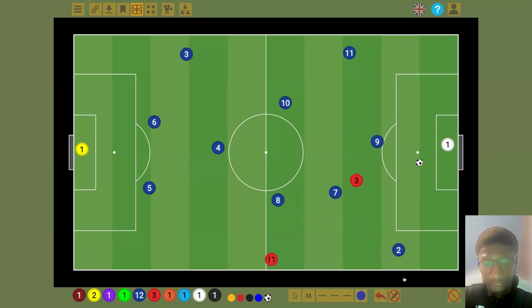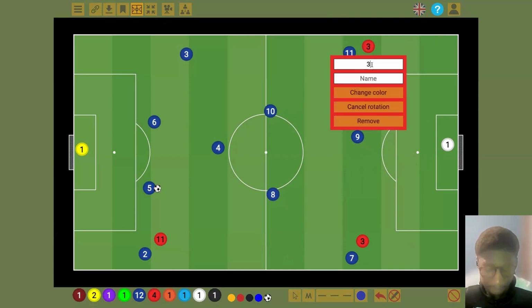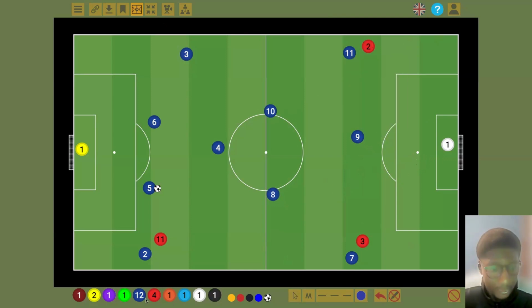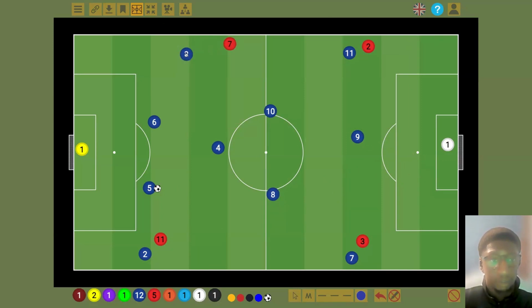If I just reset, it will work the same as a left back as well. I'll put the 2 here, and then put the 7 here, in terms of pitch geography.